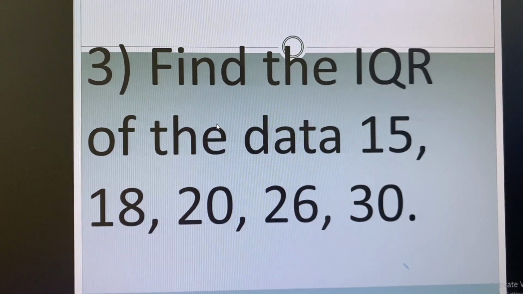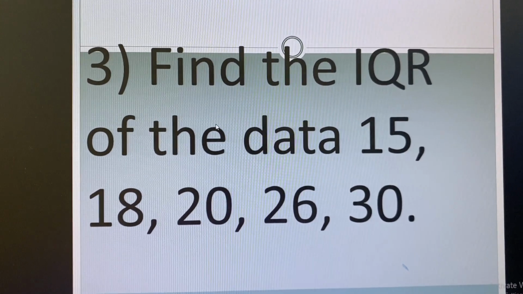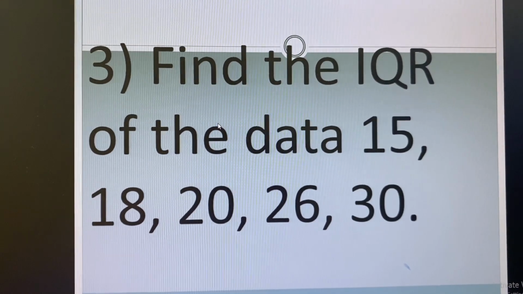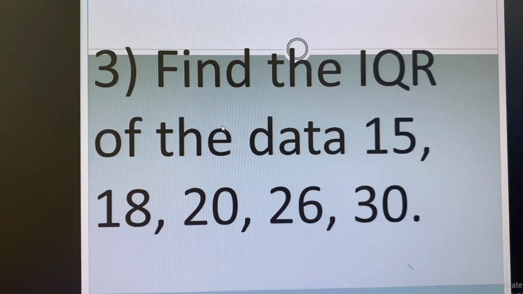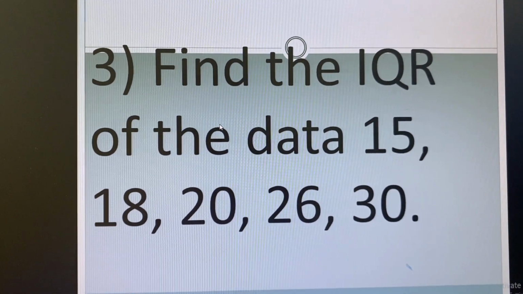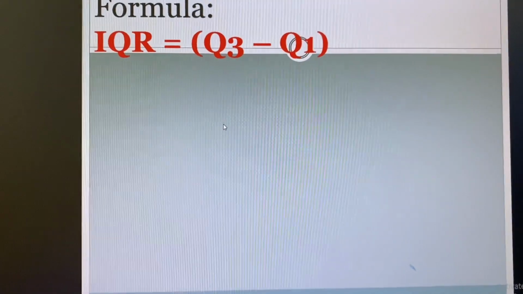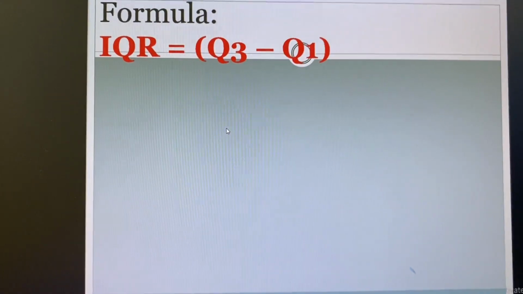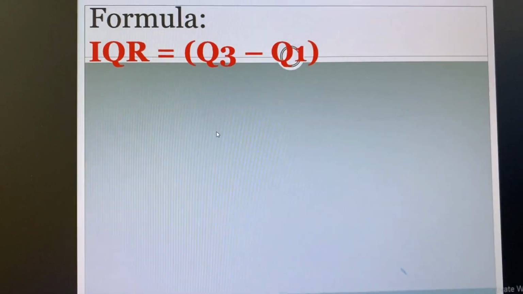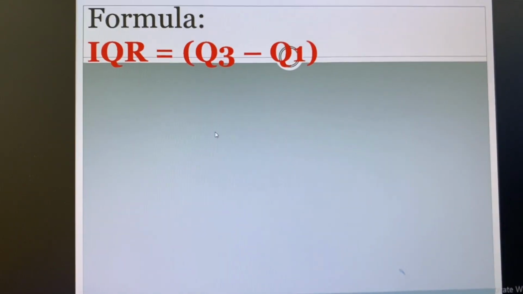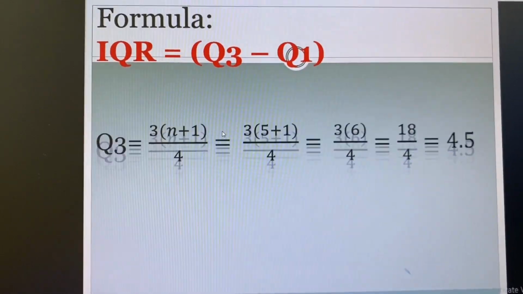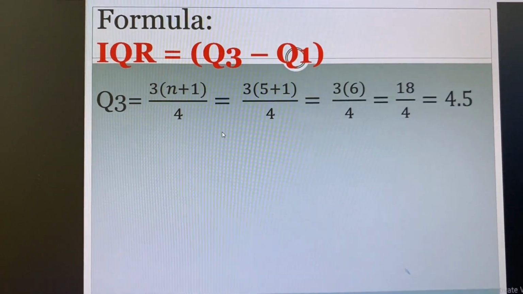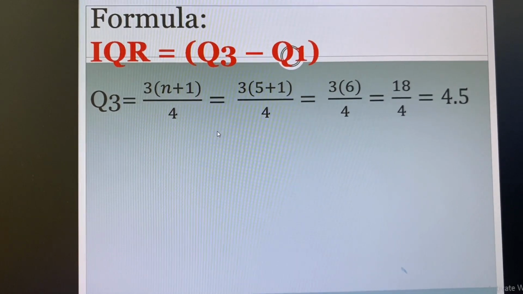Question number 3. Find the IQR of the data 15, 18, 20, 26, 30. What do you mean by IQR? The formula that we are going to use is IQR equals Q3 minus Q1, meaning upper quartile minus the lower quartile. So from that, we are going to solve first for Q3.